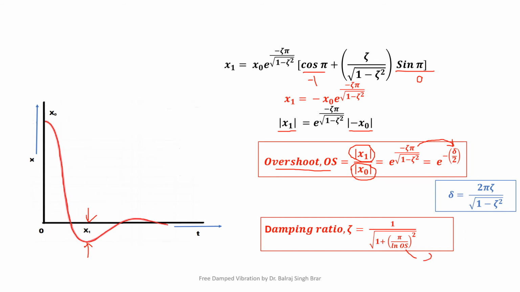we put the value of overshoot x1 modulus, because we talk of the ratio of amplitudes without taking care of the signs, to the modulus of initial displacement. We take its natural log and put it in this relation. So the damping ratio zeta is 1 by root of 1 plus pi by natural log of overshoot, whole square. So we have got three relations: overshoot from zeta, overshoot from delta, and damping ratio from overshoot. If overshoot is given, we make use of these to solve different problems in the coming slides.